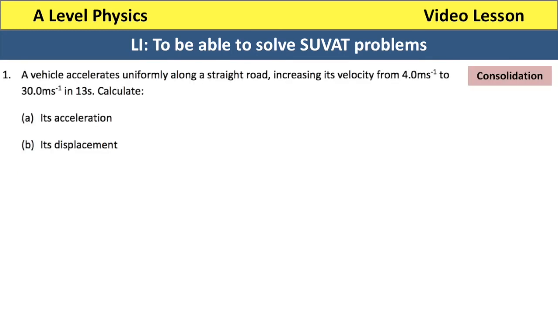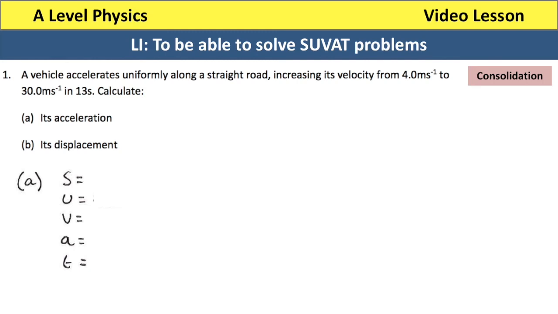So for the first consolidation question, it says a vehicle accelerates uniformly along a straight road, increasing its velocity from 4 metres per second to 30 metres per second in 13 seconds. Calculate the acceleration. No surprises, we start off by writing down S, U, V, A and T. If you haven't done that, you need to get into the practice of doing that at the start of a Suvat question. We know it's Suvat as well because it says the acceleration is uniform.